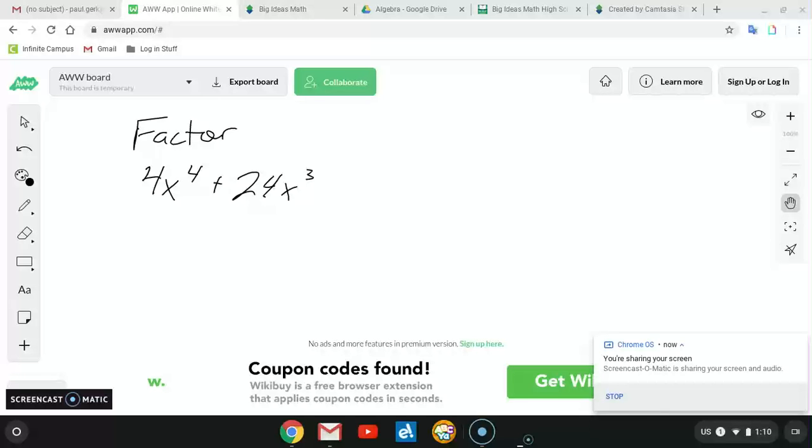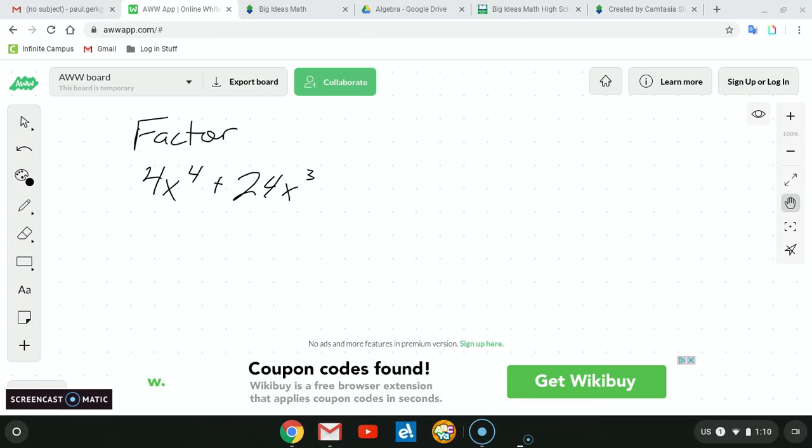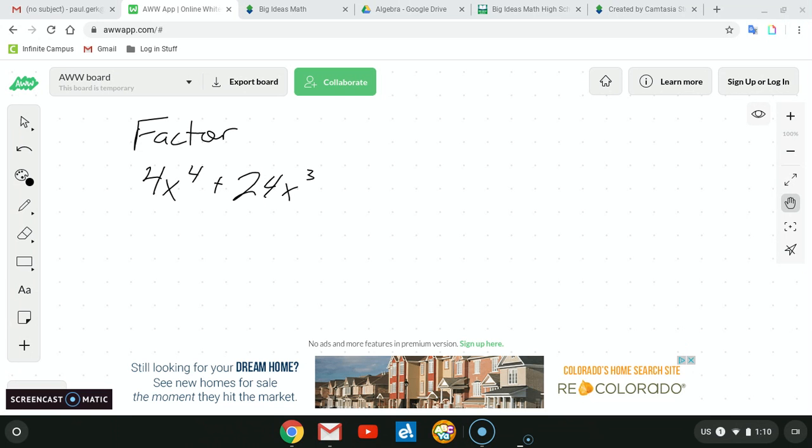All right, let's try another one. I had to split this up into two videos just so you know. So it's the same process. We're going to factor out this binomial here. So 4x to the fourth plus 24x cubed.